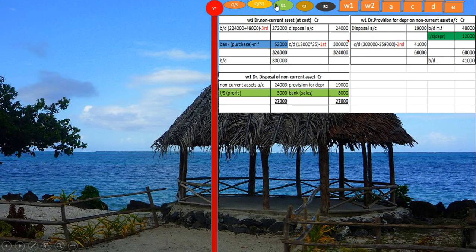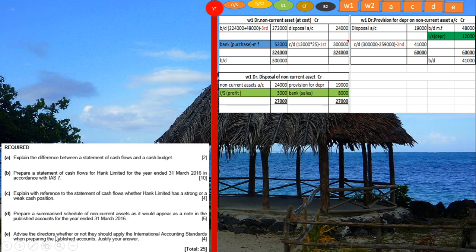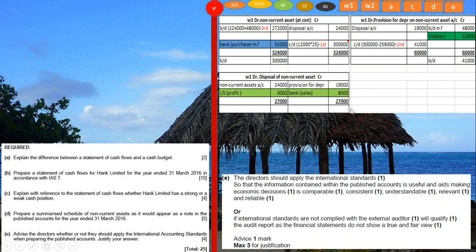So what's in number E? Advise debtors of whether or not they should apply the international accounting standard when preparing the published account. Justify your answer. Now that is very simple. International accounting standard you must follow. You don't have a choice regarding that. So you could write these answers. The debtor should apply the international accounting standards so the information contained within the published account is useful and aids making economic decisions, is comparable, is consistent, understandable, relevant, and reliable.